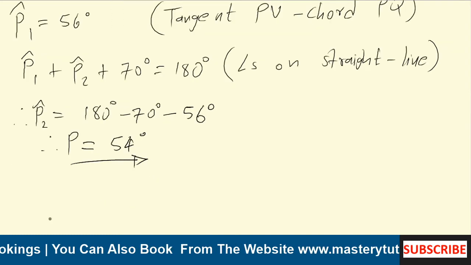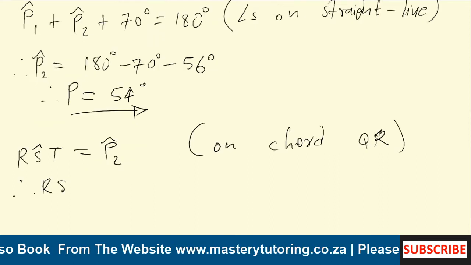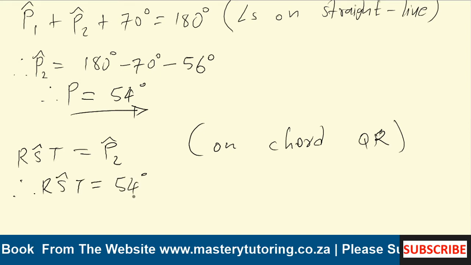When you look on the diagram, we can see that angle RST is equal to P2. These are angles on chord QR, so they are equal. Therefore, we can safely conclude that angle RST is equal to 54 degrees. Here's the answer to the question.